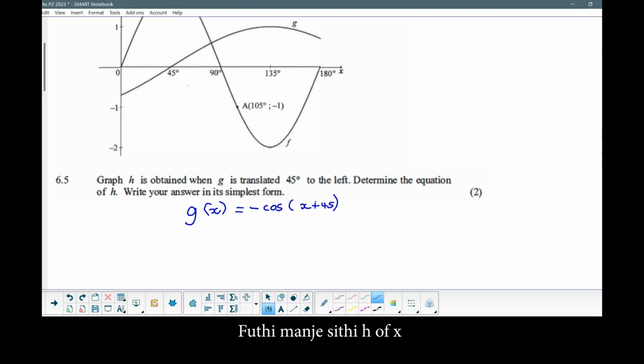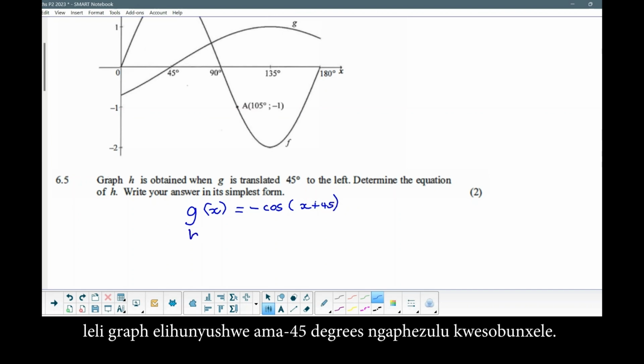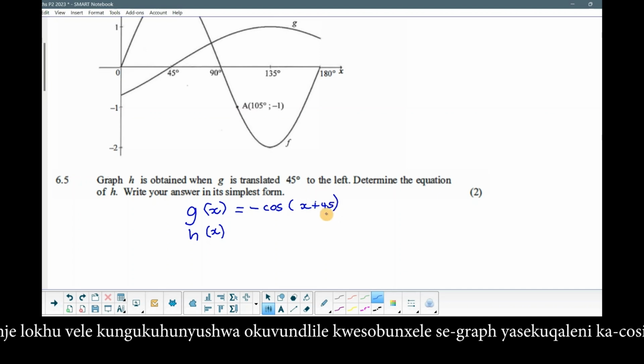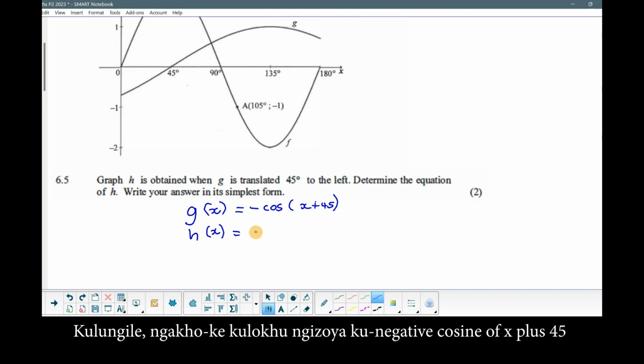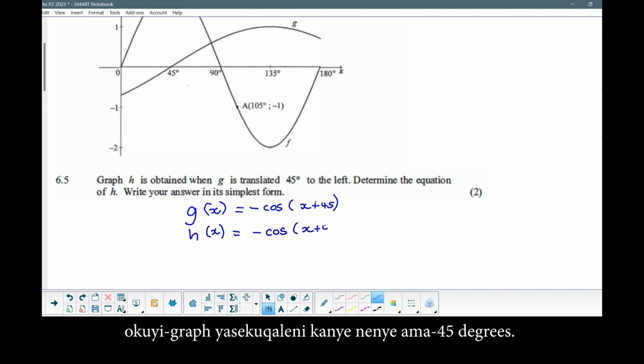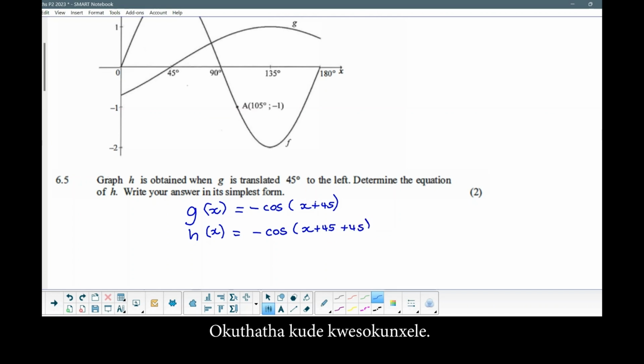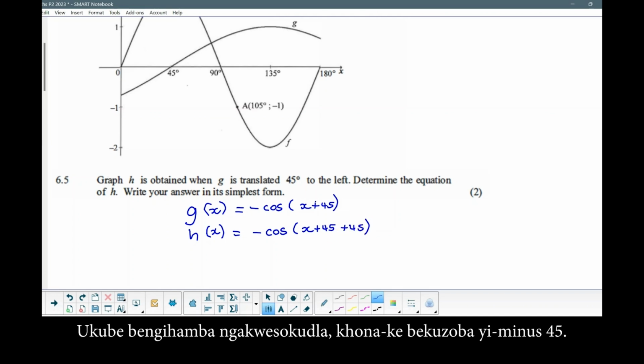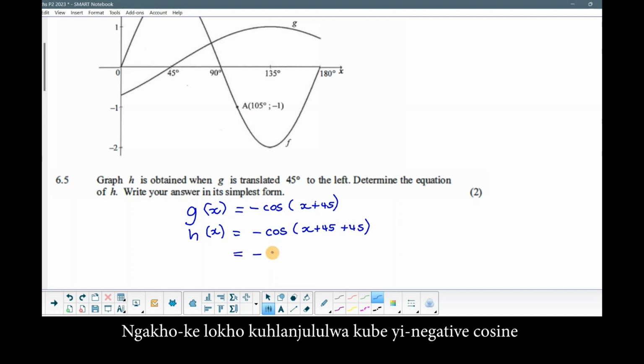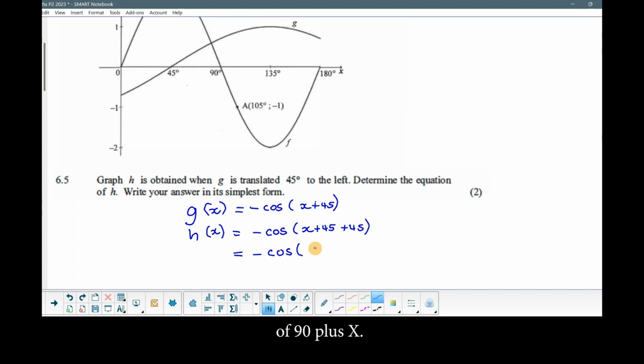And now we're saying that h of x is this graph translated 45 degrees further left. Now this is already a horizontal shift to the left of the original cos graph. So this time I'm going to go negative cos of x plus 45, which is the original graph, and another 45 degrees, which takes us further left. If I was moving to the right, then that would be a minus 45. So that simplifies to negative cos of 90 plus x.